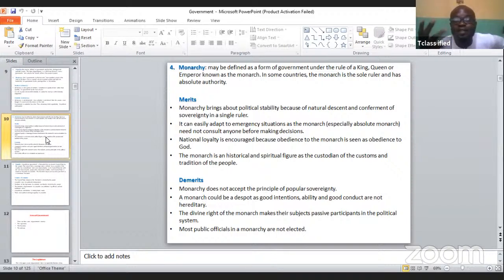And we have demerits. What are the disadvantages of monarchy? Monarchy does not accept the principles of popular sovereignty. A monarch could be a despot, as good intentions, ability, and good conduct are not hereditary. So you might have a monarch where the parents were very good leaders, and the offspring is not a good person. But because monarchy is hereditary, you hand over. So you can hand over to somebody that is not qualified to be the leader of the state. So the defined right of a monarch makes their subjects passive participants in the political system. And most public officials in a monarchy are not elected.